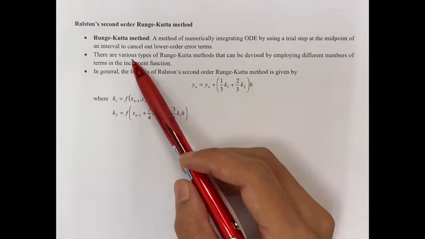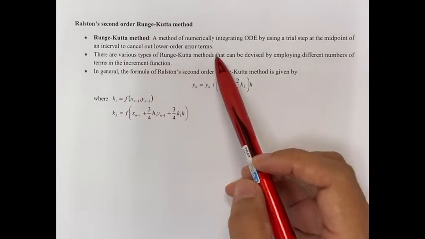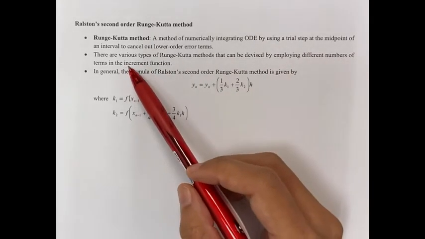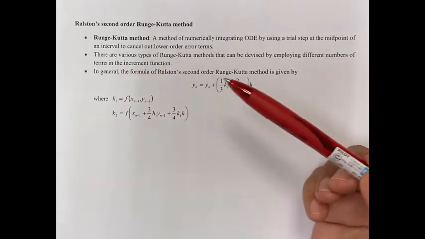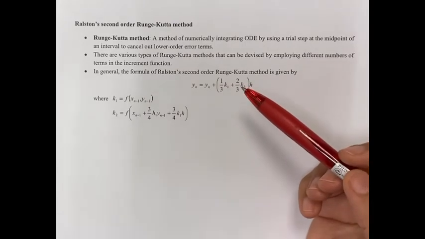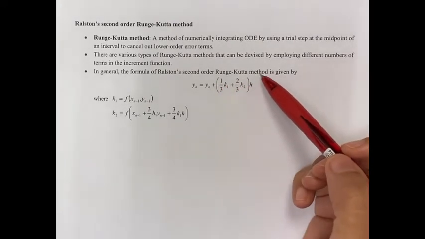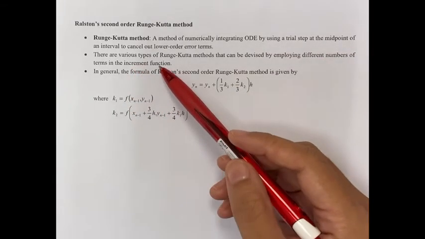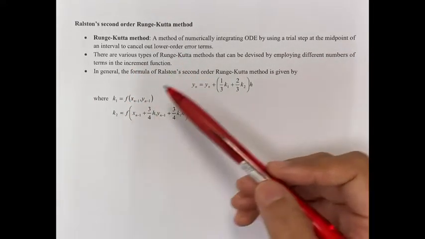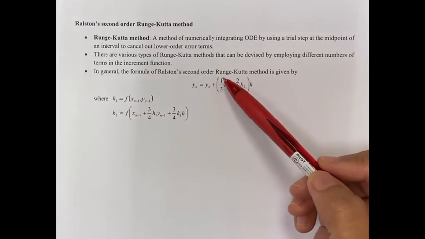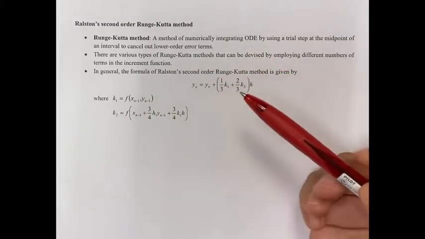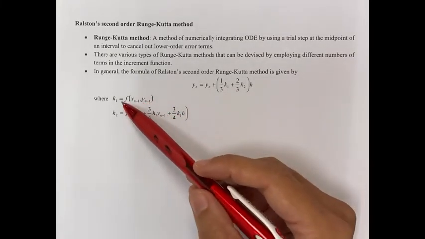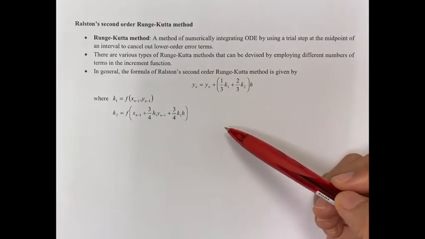Okay, there are various types of Runge-Kutta methods that can be devised by employing different numbers of terms in the increment function. But in this syllabus, we just consider the second order Runge-Kutta method. So that's why we just have two terms in the increment function. So we have K1 and K2 for Ralston's second order Runge-Kutta method. If you have a fourth order Runge-Kutta method, you will have four: K1, K2, K3 and K4.